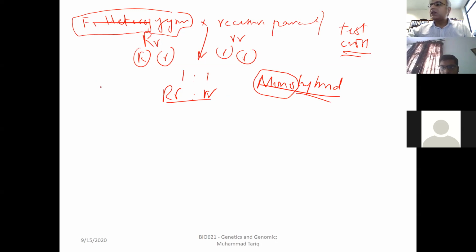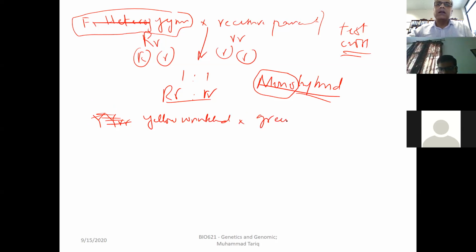Mendel also did this with the next step he did. He said, okay, let's do something and combine them now. I had yellow, and I will forget about this. I take yellow. Always write phenotypes first. Don't go to genotypes. Yellow wrinkled crossed with green rounds. What will I get?